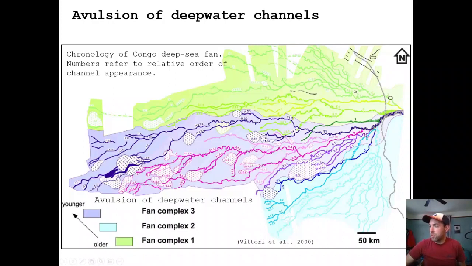And so this is a relatively common fan architecture, or fan plan form, if you will, for one of these submarine canyons here, or submarine fans. This is the Congo deep sea fan, where you can see there's old generations of fan complexes, and then the modern generation of fan complexes, which has multiple channels that had been active at various times, not necessarily all active now, but because of recent avulsions have formed new lobes as the channels have evolved. Okay.